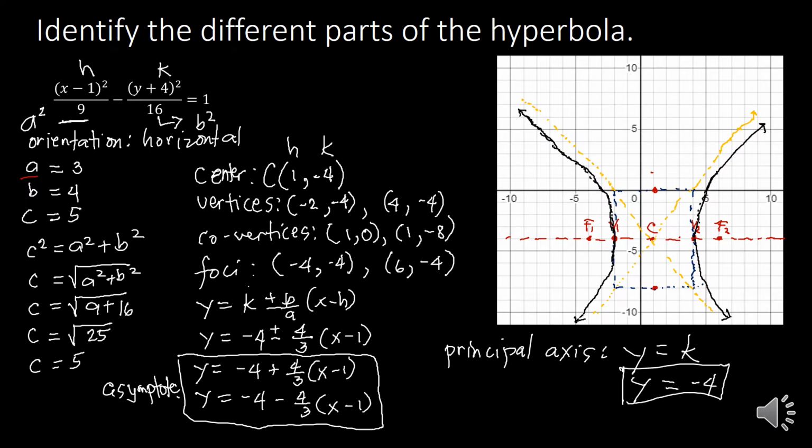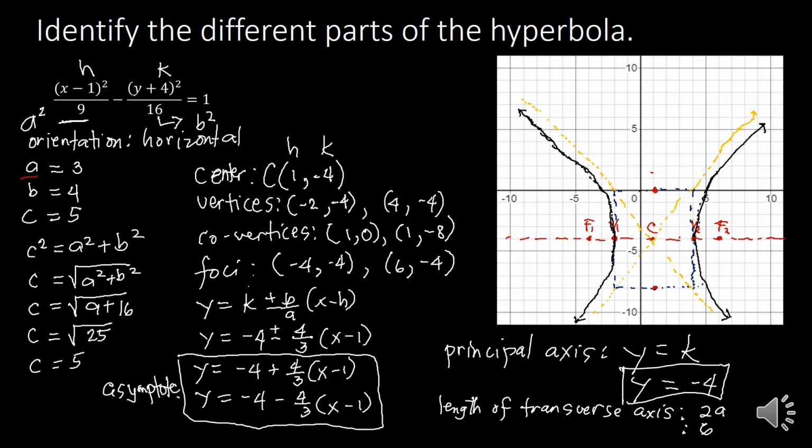Now if we are going to look for the length of the transverse axis, take note the length of the transverse axis is equal to 2a. Since we've got a as 3, so 2 times 3 is equal to 6. That is the length of the transverse axis.